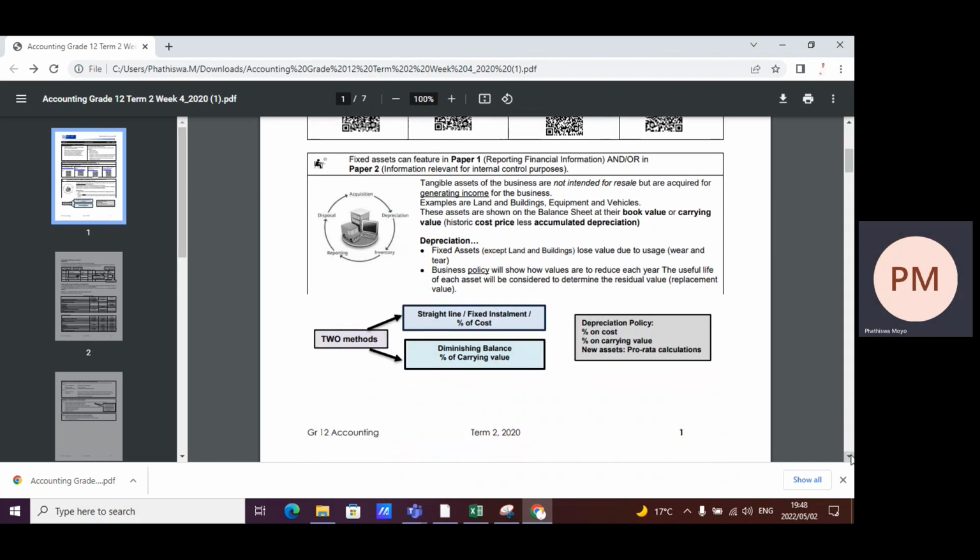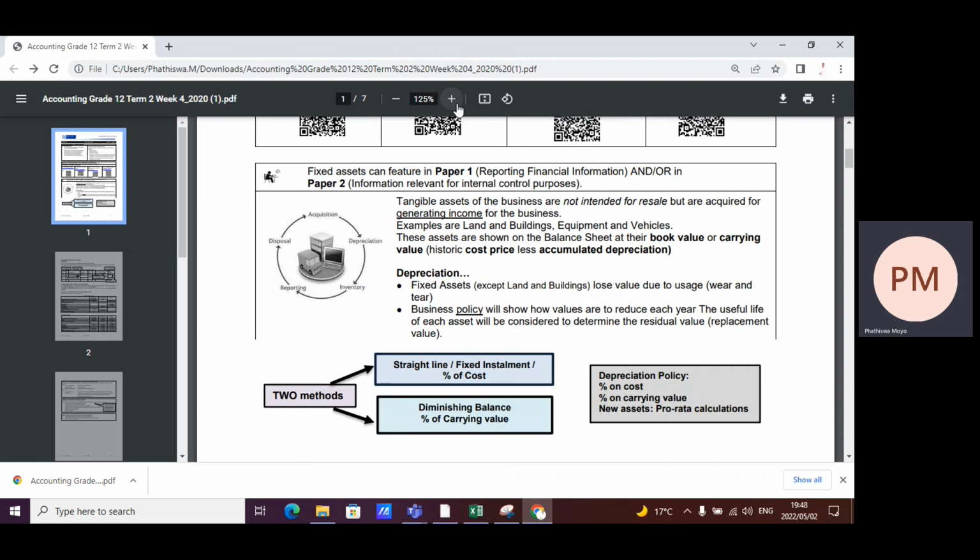Okay, so fixed assets can feature in paper 1, reporting financial information, or in paper 2, information relevant to internal control purposes. So what are tangible assets? Tangible assets of the business are not intended for resale, but are acquired for generating income for the business. Example, land and buildings, equipment and vehicles. These assets are shown in the balance sheet at their book value or carrying value. That is historic price less accumulated depreciation.